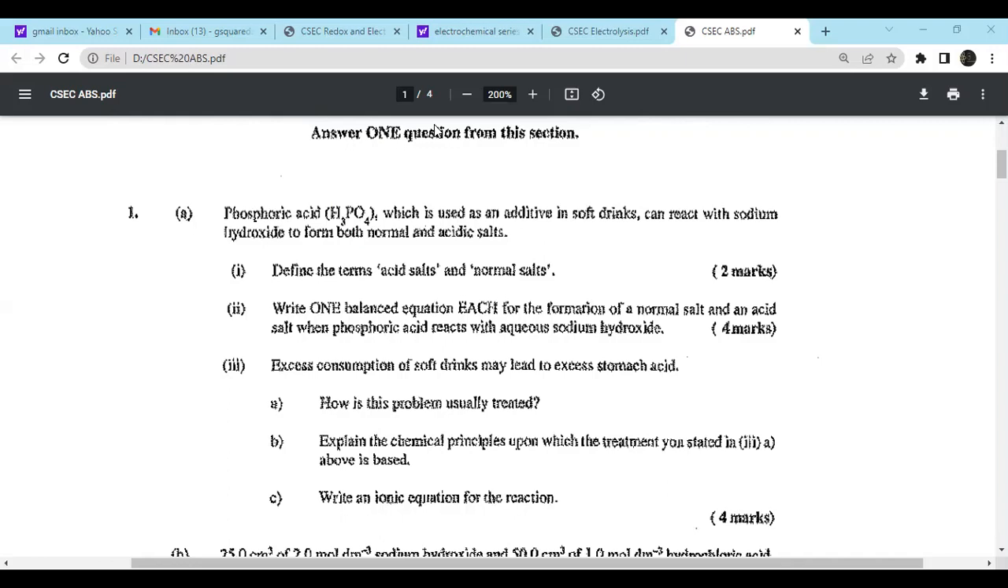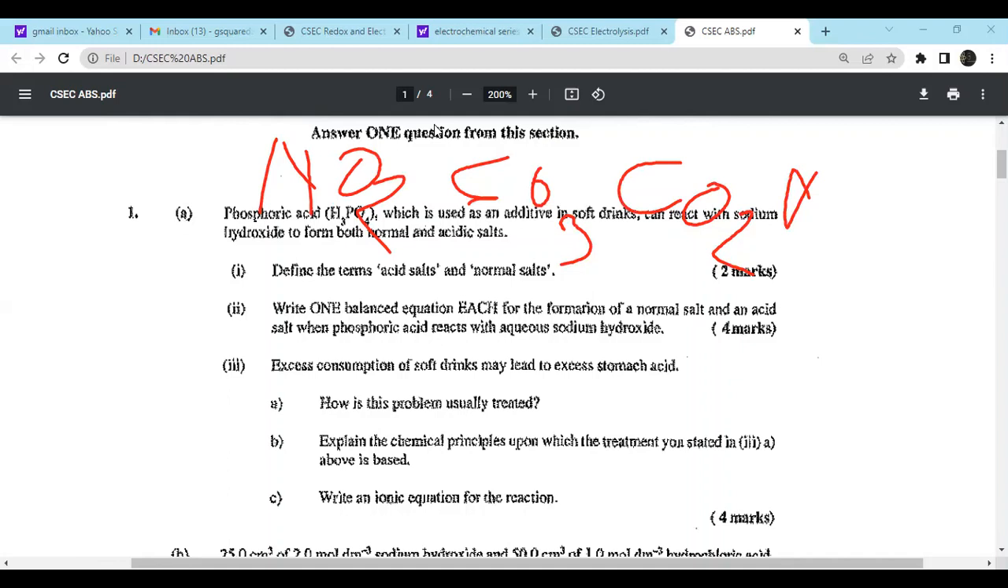Let's look at acidic oxides first. Acidic oxides are oxides of non-metals. In other words, it's oxygen bonded to a non-metal. So non-metals such as nitrogen bonded to oxygen, sulfur bonded to oxygen, carbon bonded to oxygen. All of those elements have oxygen bonded to a non-metal.